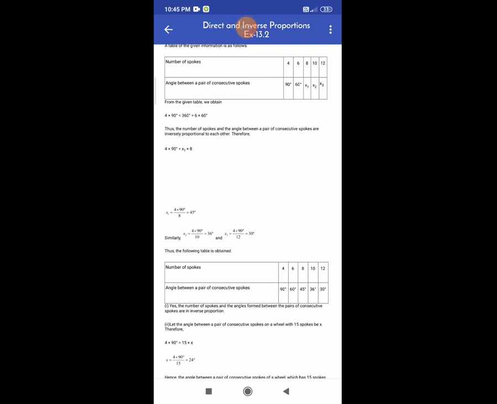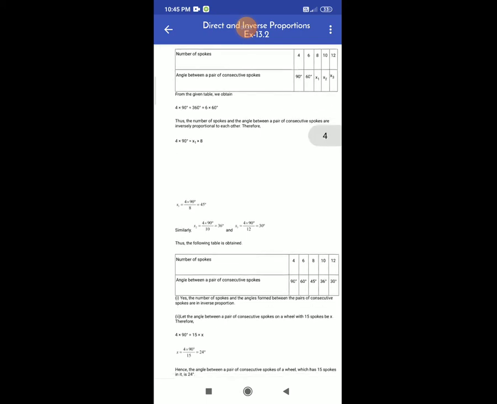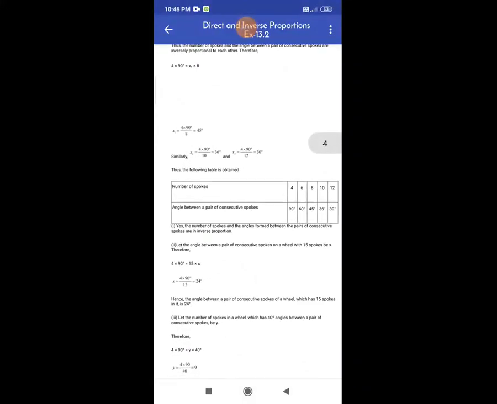Thus, the following table is obtained. If the number of spokes is 4, the angle between the pair of consecutive spokes is 90. If the number of spokes is 6, then the angle between the pair of consecutive spokes is 60 degrees. If the number of spokes is 8, then 45, 10 gives 36 degrees and 12 gives 30. So, the answer for the first question: yes, the number of spokes and the angles formed between the pair of consecutive spokes are in inverse proportion.